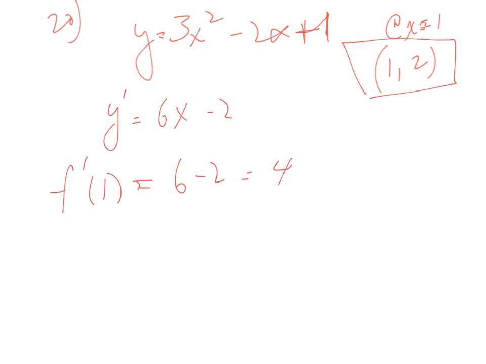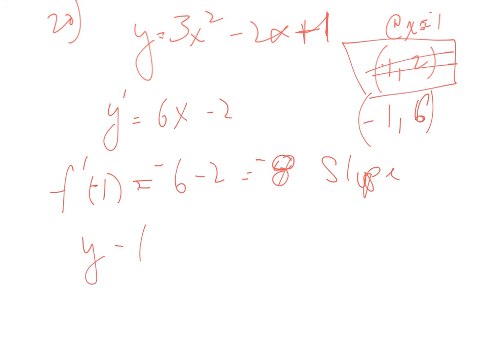So therefore we have, oh, sorry, hold on, this is at negative 1. That's going to change this point. So negative 1 is going to be 3, plus 2 is 5, plus 1 is 6. So negative 1, 6 should be our point. So at negative 1, that's going to make this negative 8. That should be our slope. So therefore we have y minus 6 equals negative 8 times x plus 1.